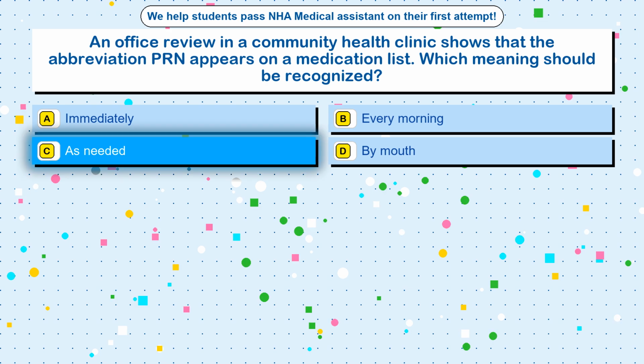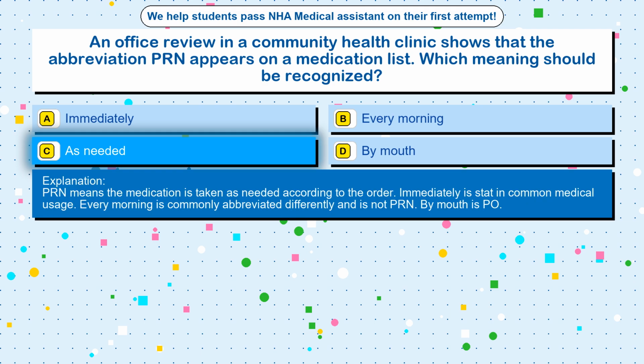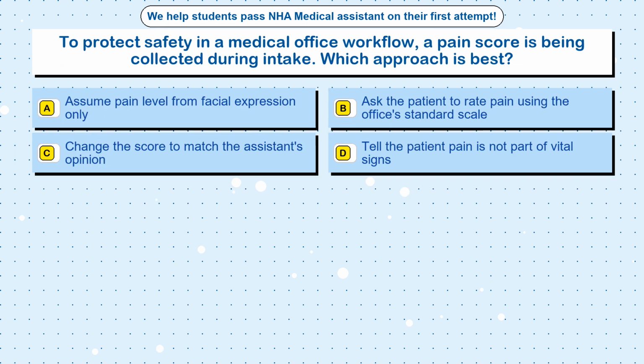The correct answer is option C, as needed. PRN means the medication is taken as needed according to the order. Immediately is stat in common medical usage. Every morning is commonly abbreviated differently and is not PRN. By mouth is PO.